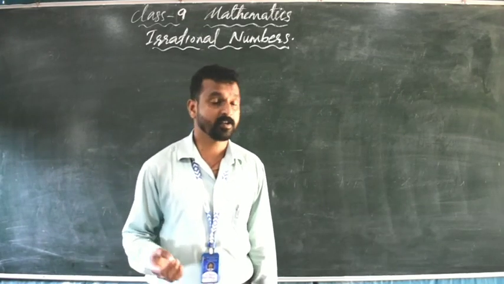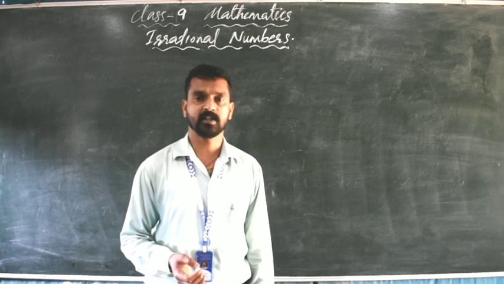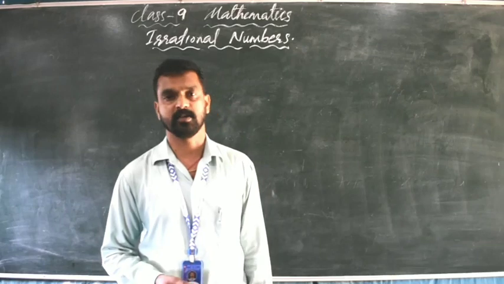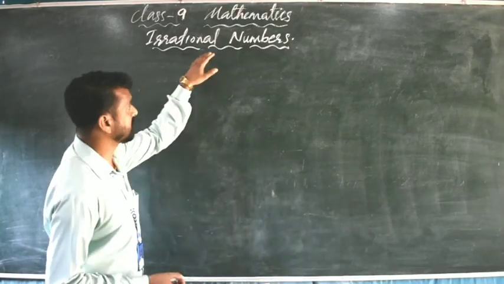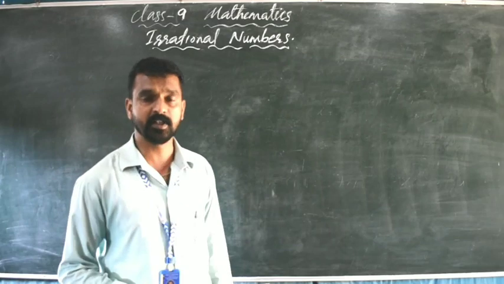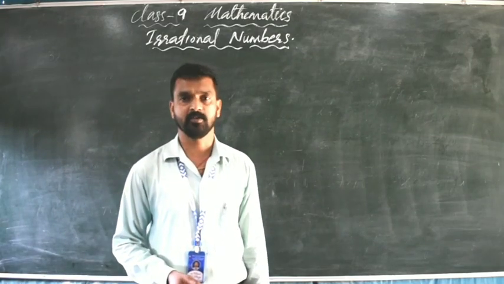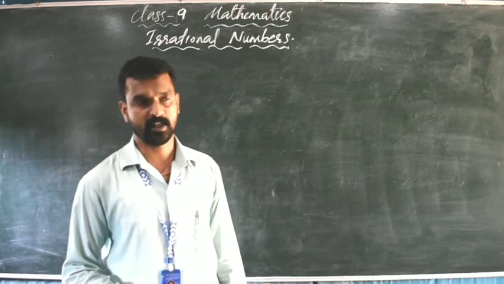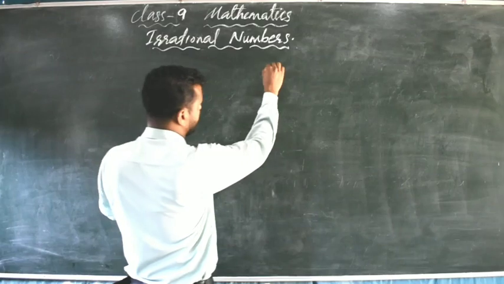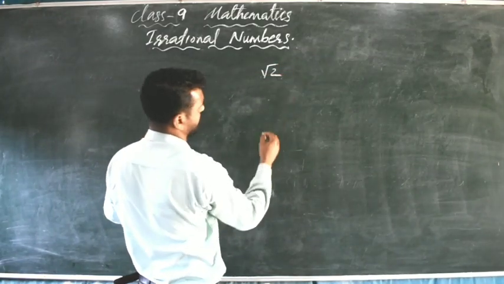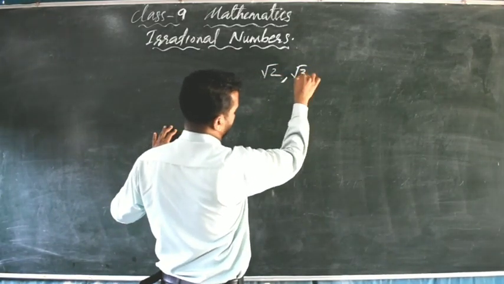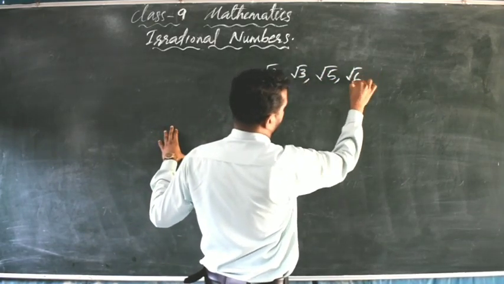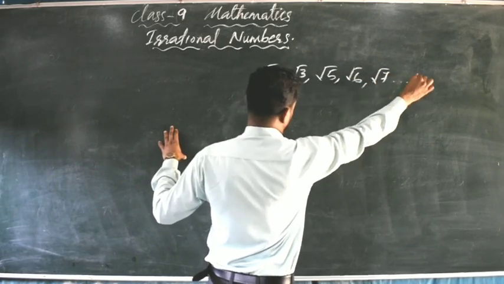Now some other types of numbers cannot be written in the form p divided by q, where p and q are integers and q is not equal to 0. These are called irrational numbers. Example: root 2 is an irrational number. Root 3 is an irrational number. Root 5, root 6, root 7, etc. are irrational numbers.